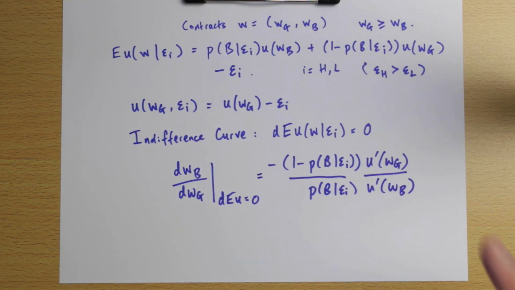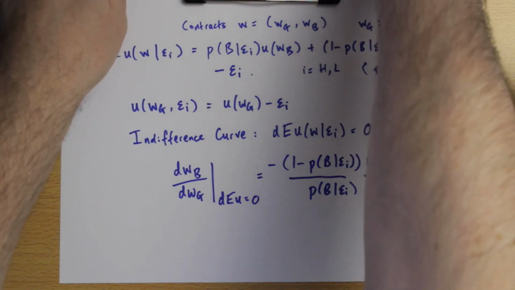And if you remember then, the worst types were the high risk types, the bad types of consumers, and they had the flatter indifference curves. Well, here, the low effort employee is kind of the worst type. And again, they're the ones with the flatter indifference curves.